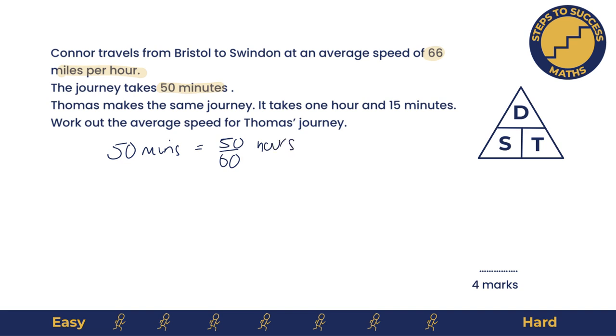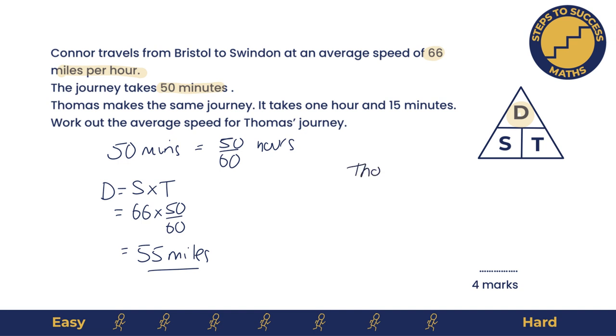And then we want to know the distance. Distance equals speed times time. The average speed is 66 times the time, 50 out of 60 of an hour. And if we multiply those together, we get 55 miles. Now, that's the same distance for Thomas. So 55 miles in 1 hour and 15 minutes.